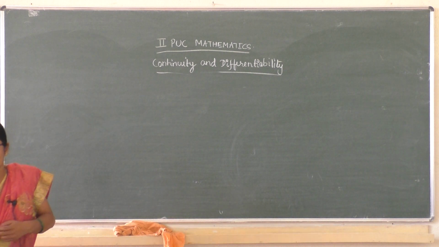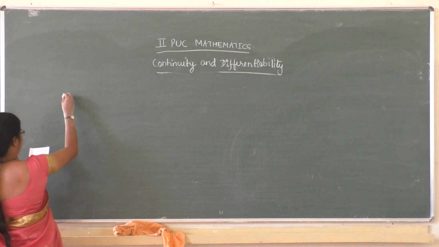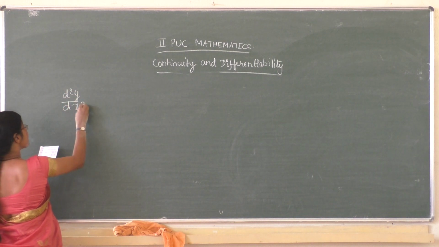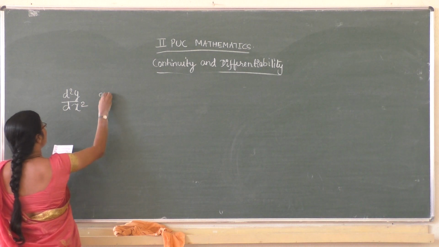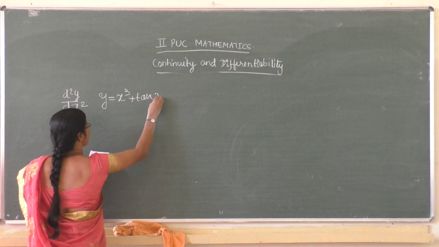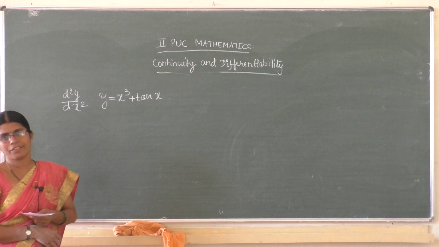We take some homework problems. I will give some homework. Only one problem you take today. Find d square y by dx square if y equal to x cube plus tan x. You find the second order derivative of this particular function.